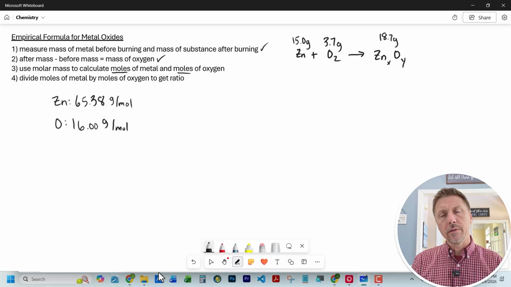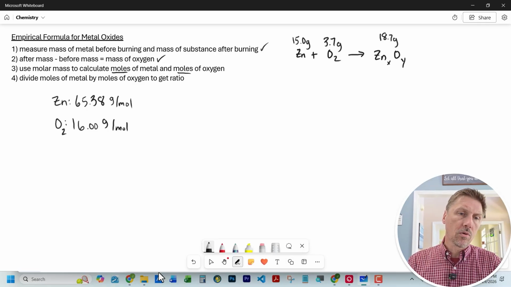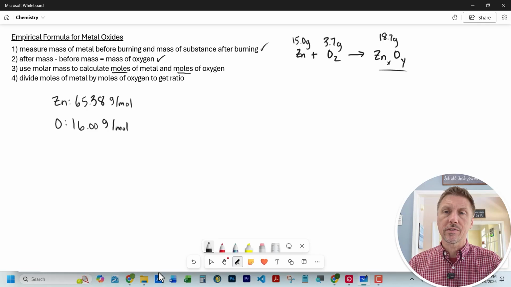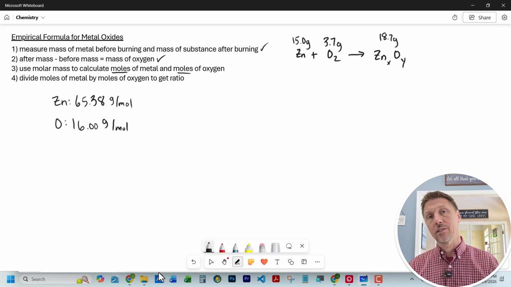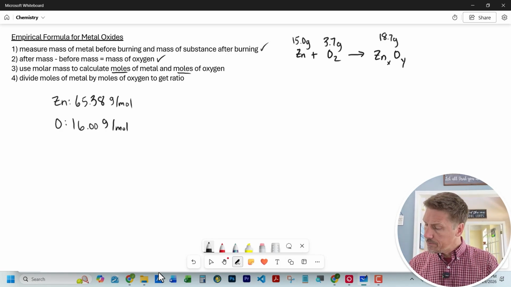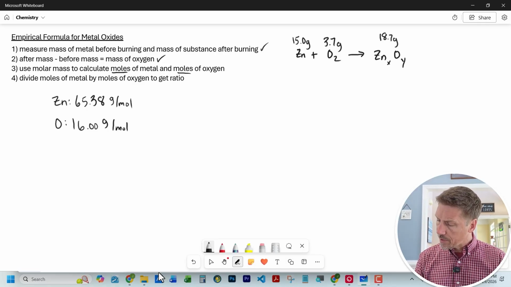Now, this is important. The oxygen here is O2, right? But the oxygen over here is not O2. And so that's why we didn't find the molar mass of O2 here. It's because we're trying to figure out the empirical formula for this guy. And in this case, it's not all by itself. Oxygen is not a homonuclear diatomic in this particular formula here. So we're going to leave it as 16 grams. A single oxygen atom has a molar mass of 16 grams.